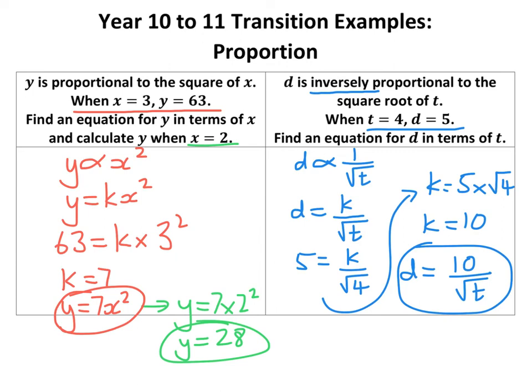Okay? Read the question really carefully. They can be worded a bit oddly. Alright, you kind of get used to it. The more you do, the more you get used to it, actually. But yeah, honestly, the best bit of advice is read the question carefully. It's proportional to the square of x, to the square root of t. Alright, so all the clues are in the question.